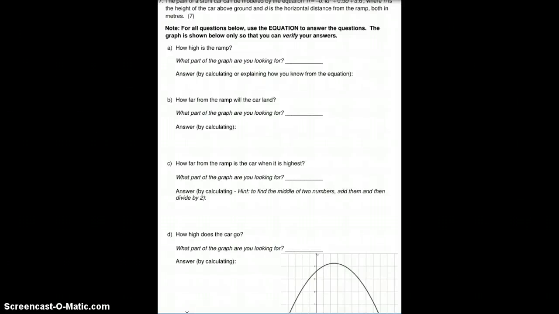Let's take a look at the last question on your test. It's the application of quadratics question. So we have a stunt car, and its path is modeled by an equation where h is the height of the car above the ground, d is the horizontal distance from the ramp. So those are important things to know.